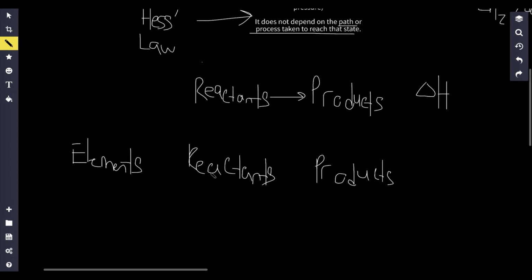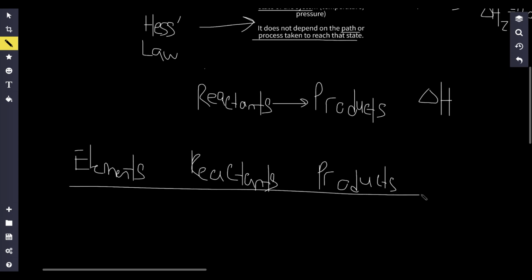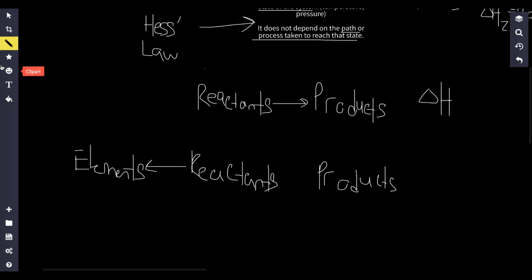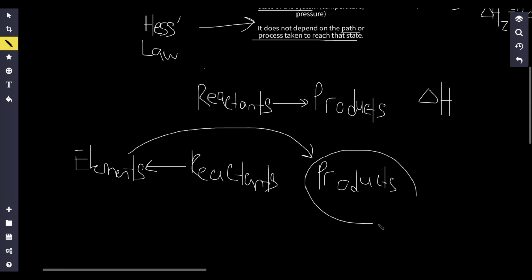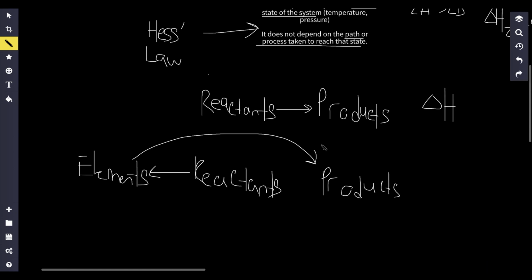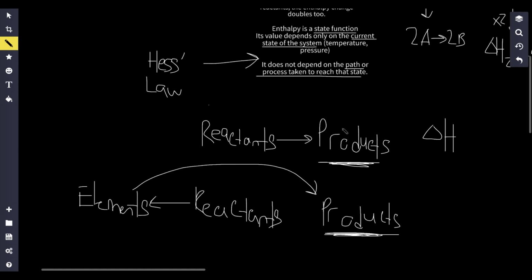Now, let's just say I have this thing right over here. Elements, reactants, and products. What if I took my reactants and I broke them down into their individual elements? Then I took those elements and I reassembled them into my products. Well, guess what? Notice how either way we get to our products, right? And this is important because enthalpy is a state function. So enthalpy does not change even if the path of the reaction changes.